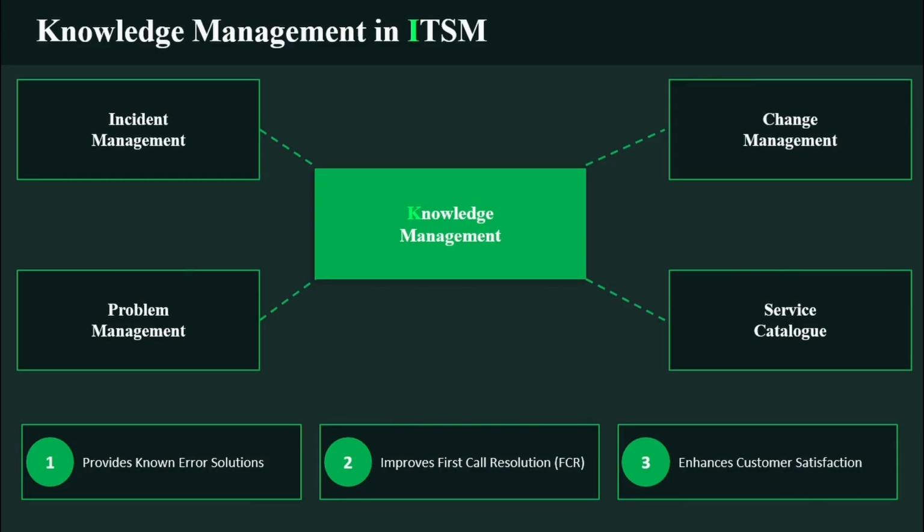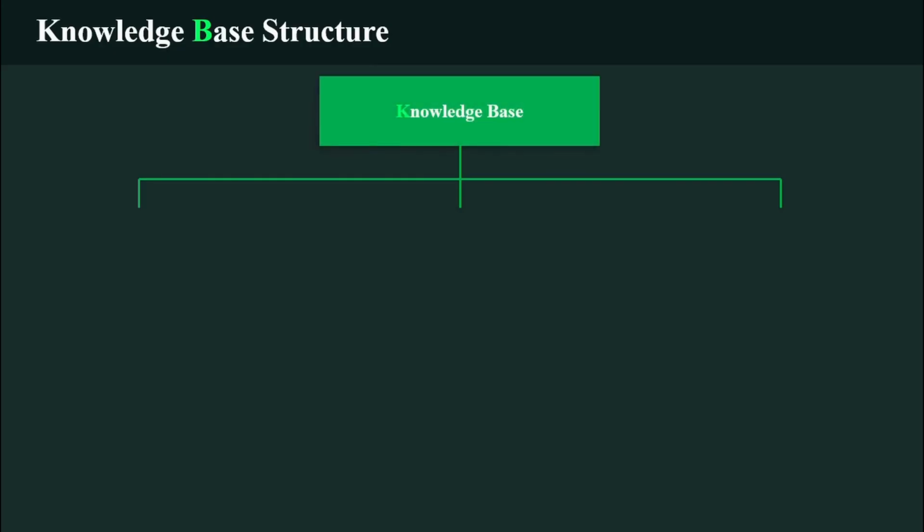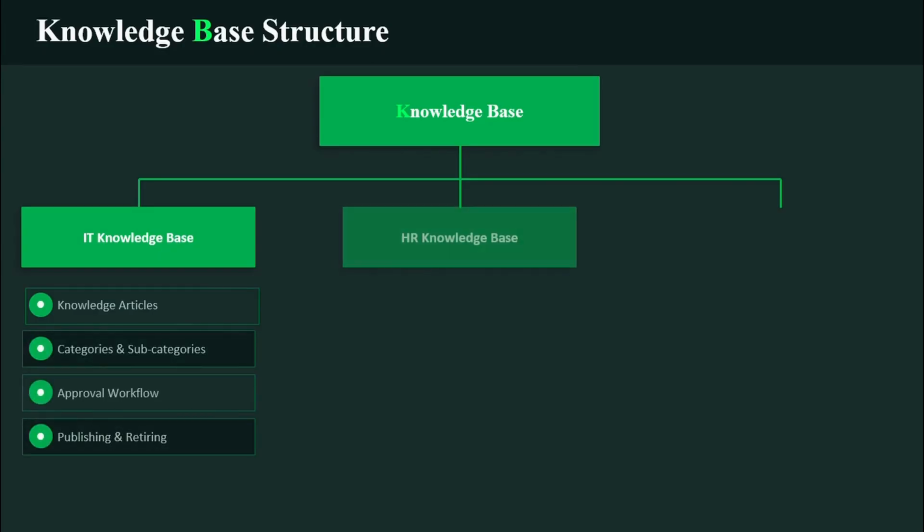Next, let's talk about knowledge base structure. A knowledge base is a central repository where all knowledge articles are stored. There can be different types of knowledge bases, such as IT, HR, and customer service. Each knowledge base contains articles, categories, subcategories, approvals, workflows, and publishing and retirement mechanisms.